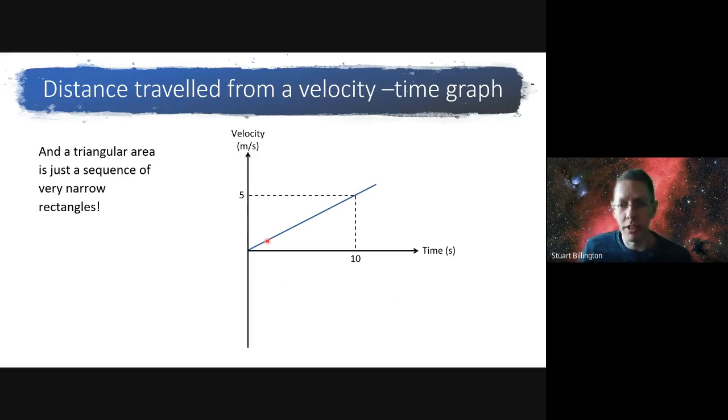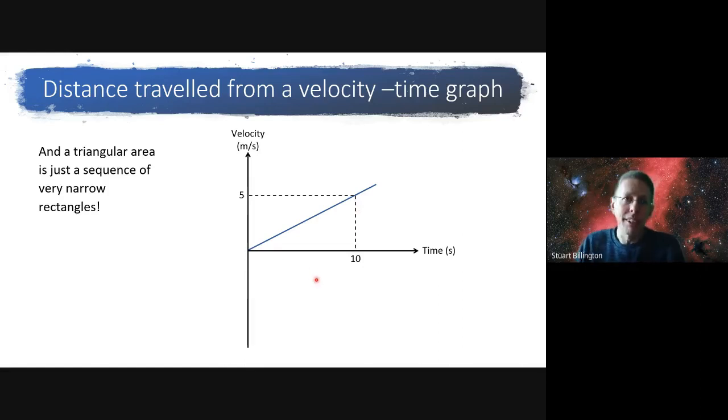This one started off much more slowly. It doesn't cover as much distance at the beginning. It's only traveling at 1 meter per second, 2 meters per second, 3 meters per second. So it's much slower at the beginning, so it can't possibly travel the same distance as a car that was traveling fast all the time. So we know it's going to be less. And the area of this triangle is less than the area of the rectangle.